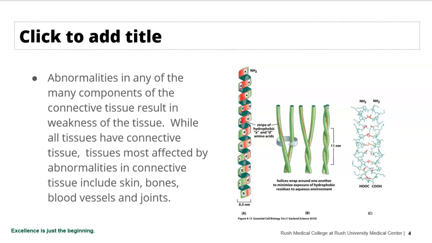Abnormalities in any of the components of connective tissue will result in weakness of the tissue. While all tissues have connective tissue, tissues most affected by connective tissue gene abnormalities include skin, bone, blood vessels, and joints.